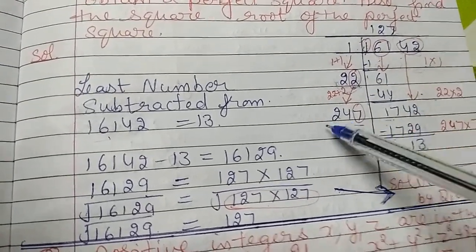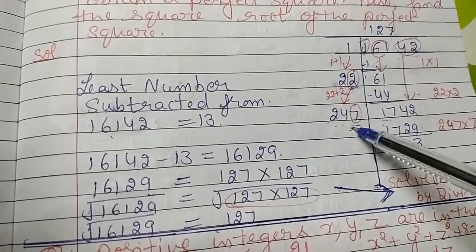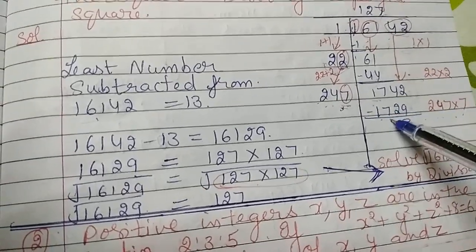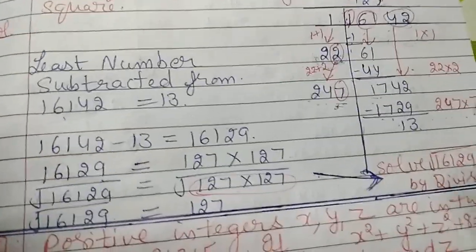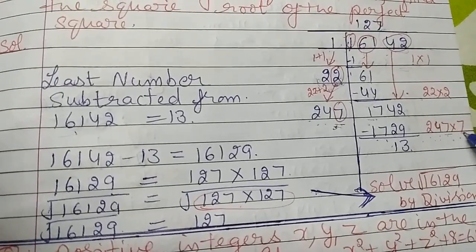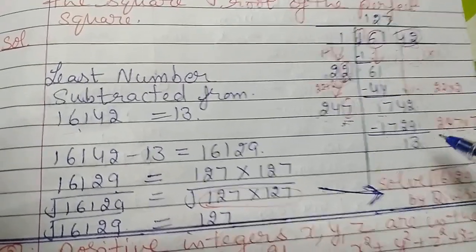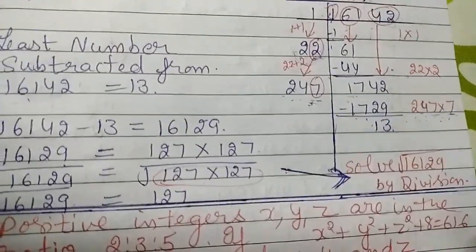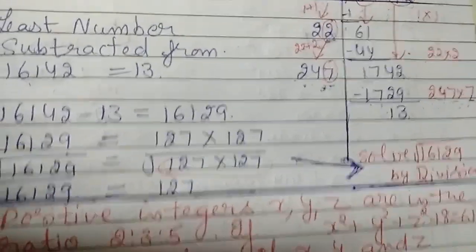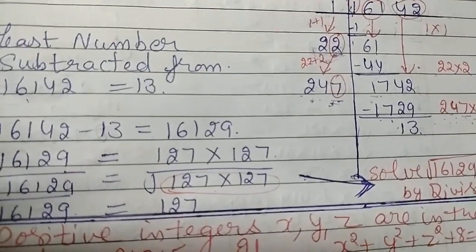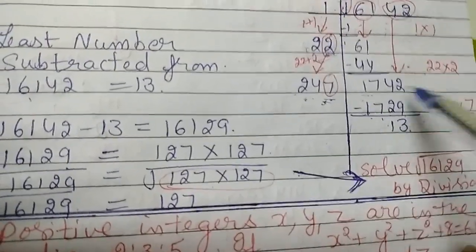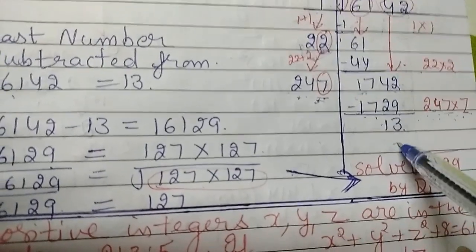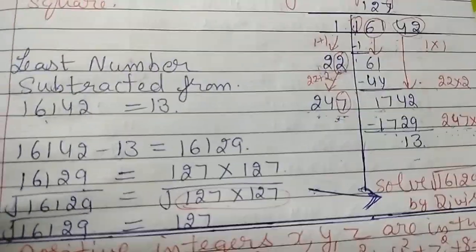40 to carry down. Now our next digit: when I check with the hit and trial method, when you multiply 247 into 7, that gives a number less than 1742. But when you multiply 248 into 8, where the last digit should be the same, that gives a bigger number. So better we go with 247 into 7. That gives me 1729, a number less than 1742. After subtraction it gives me 13. It means 13 is the remainder left.